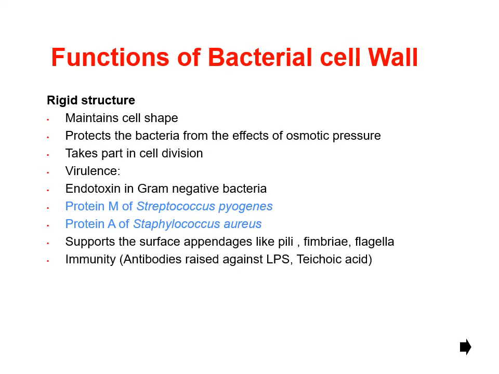Also, because we said antigenic structures like LPS and teichoic acid will stimulate the immune system to produce antibodies, they are very important for evoking or provoking the immunity in our bodies.